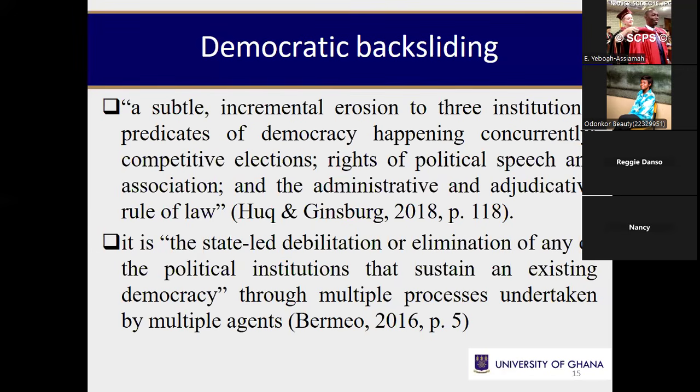And they use multiple processes. They use multiple agents. They can use Council of States. They can use IOCO. They can use FBI. They can use any agent. They can use even the police to debilitate, yes, to worsen or weaken, or if you like, eliminate any of the political institutions that sustain democracy. So that is Bermeo for you.